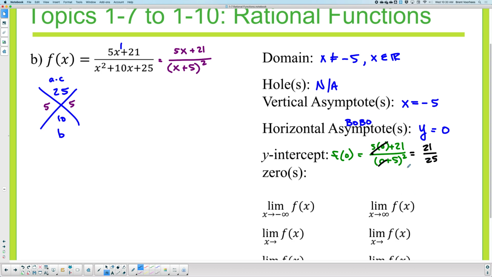And then zeros. How do you get a 0? You set the numerator equal to 0. So let's do some mental math here to save time. You would start with 5x equals negative 21. And then what would you do last? Divide by 5. And so what does x actually equal? x is equal to negative 21 over 5. That's from the numerator. That's where you get that. Let's see if that's enough information for us to graph this.